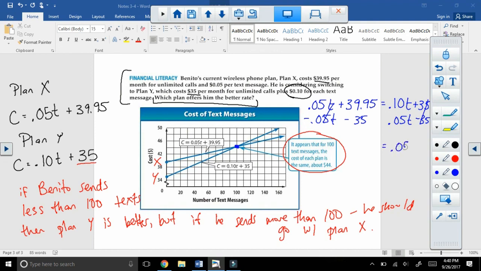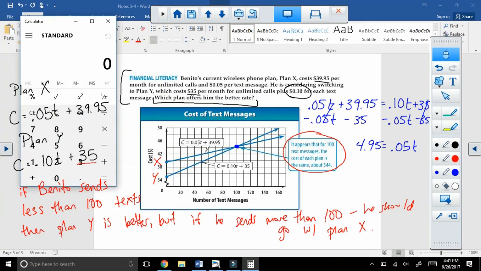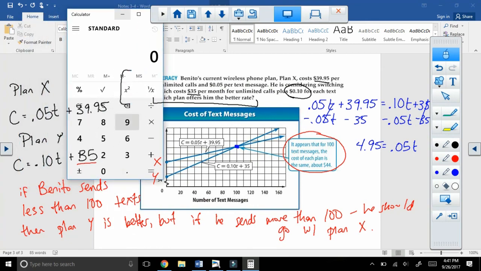So we have 0.05t and 495. If I just pull up a calculator here, 495 divided by 5/100, it's 99. So actually here, it says for 100 texts. This would actually be for 99 texts would be your actual number where they would be exactly the same. But you get the idea.